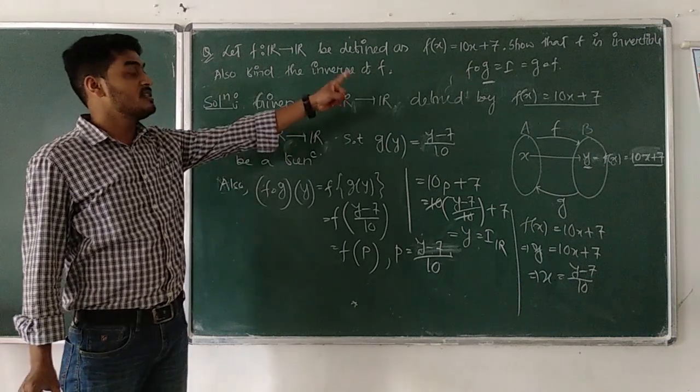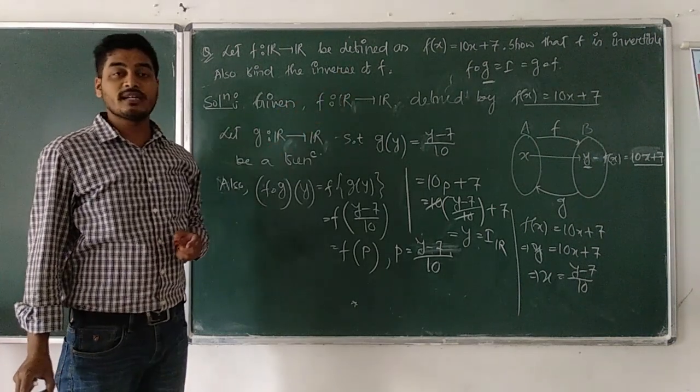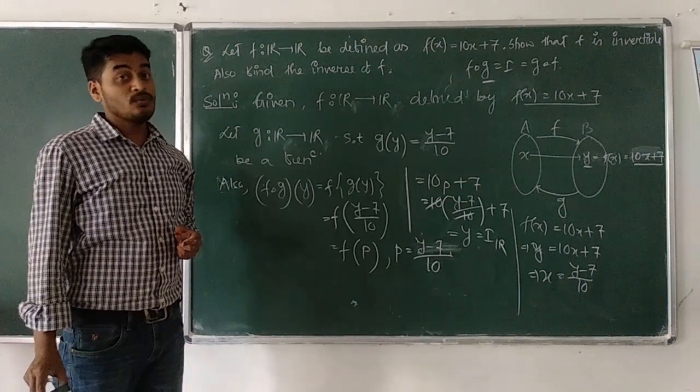That means f naught g is equal to I of r, equal to g naught f. In both cases we have got the identity function. What can we conclude?